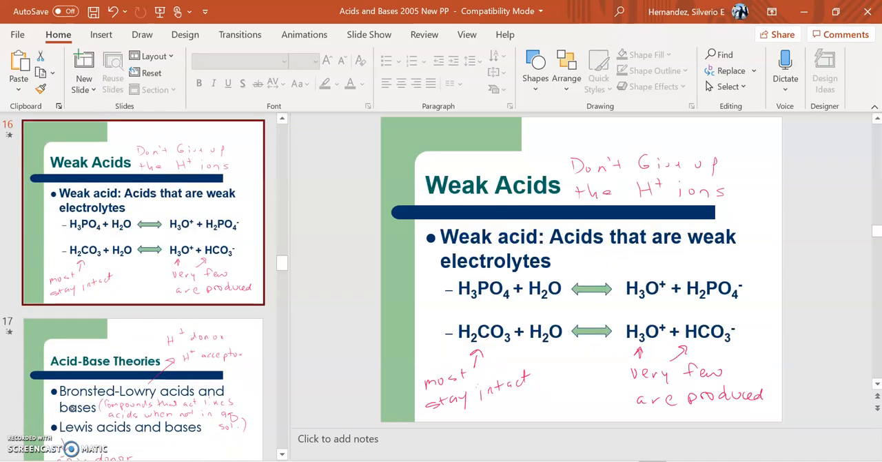A weak acid, as I wrote here up on the top, doesn't give out that hydrogen ion very easily. So these are two examples of weak acids here. They mostly stay intact. They will only give up very few of these hydrogen ions to produce the hydronium ion and this negative ion. So very few of these are found in the solution. You're going to find that most of these are going to stay intact. Vinegar is another weak acid. So vinegar stays mostly intact in its acid form. So they don't really give away those hydrogen ions to the water very well.